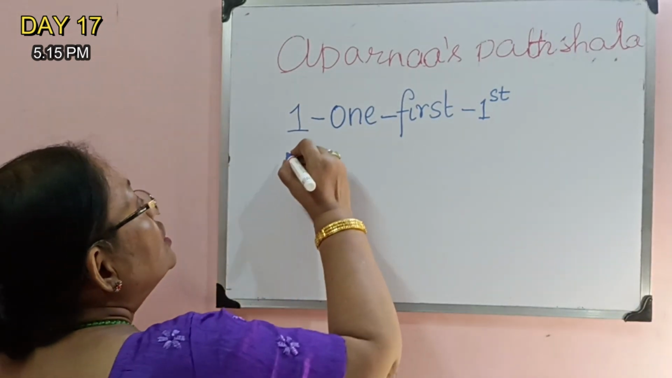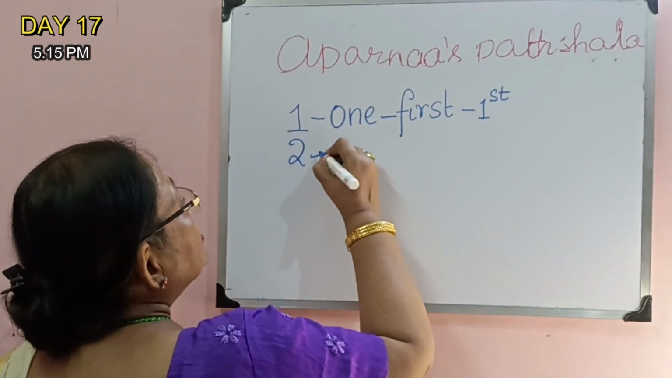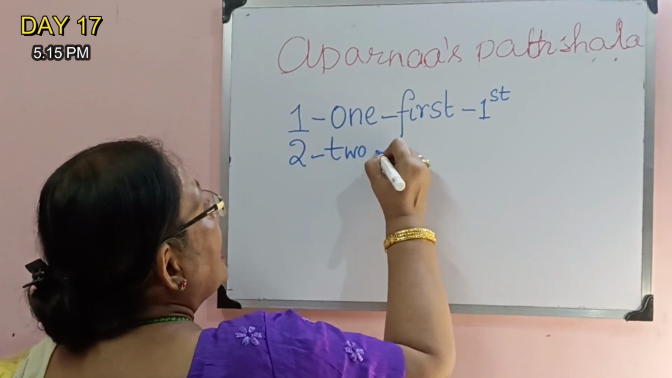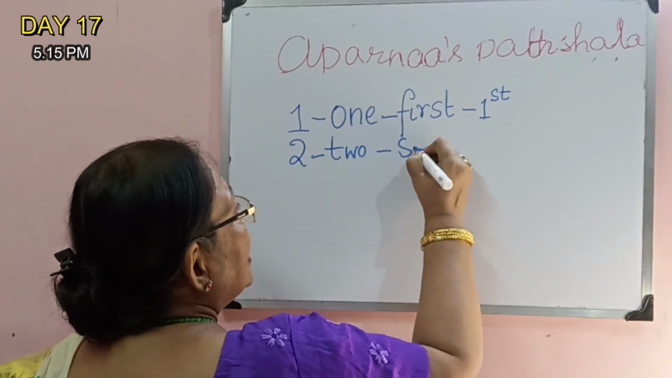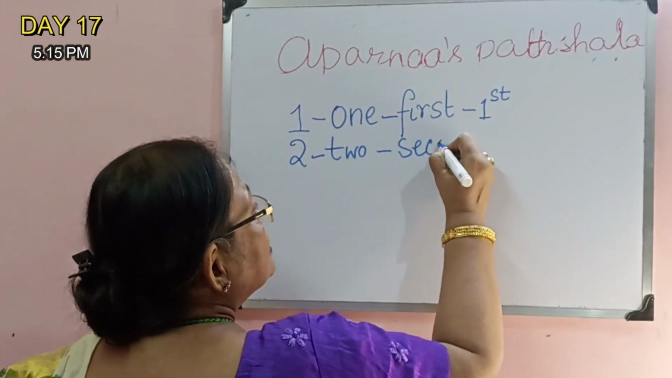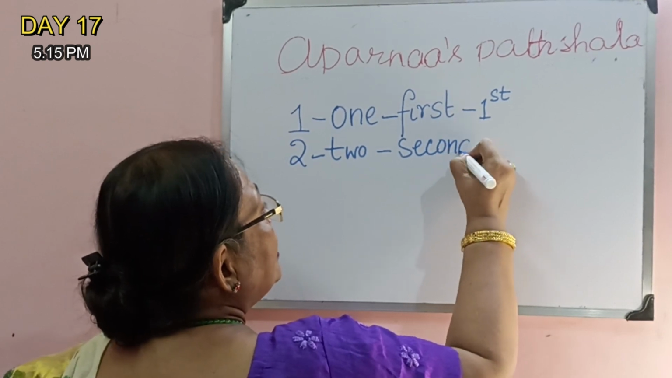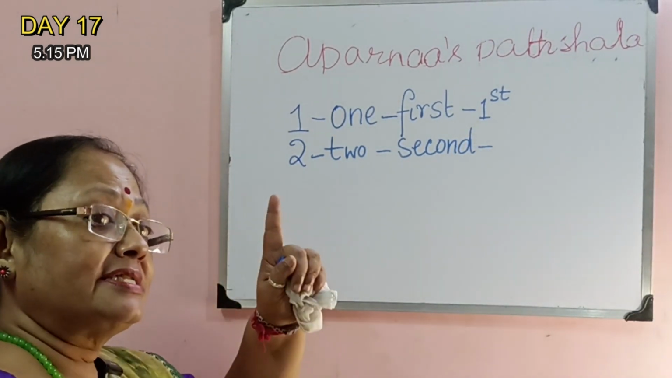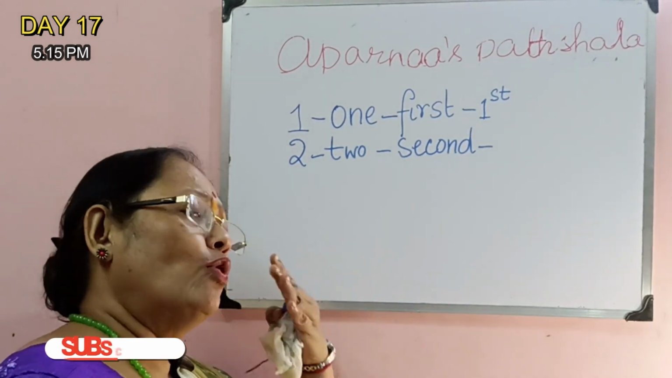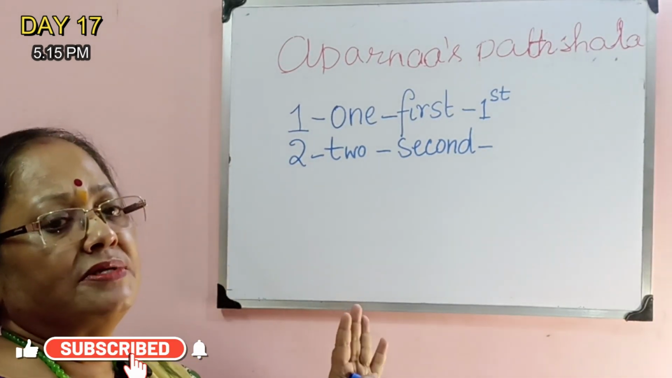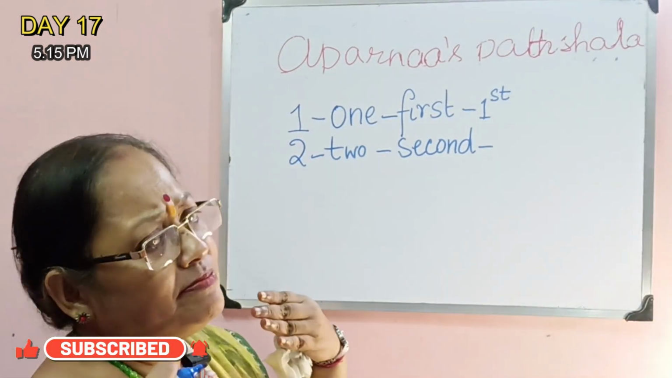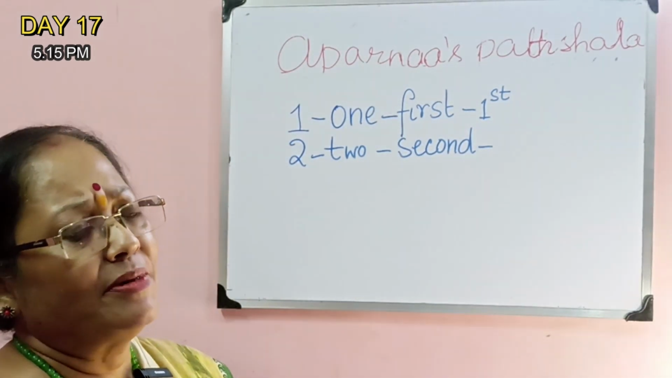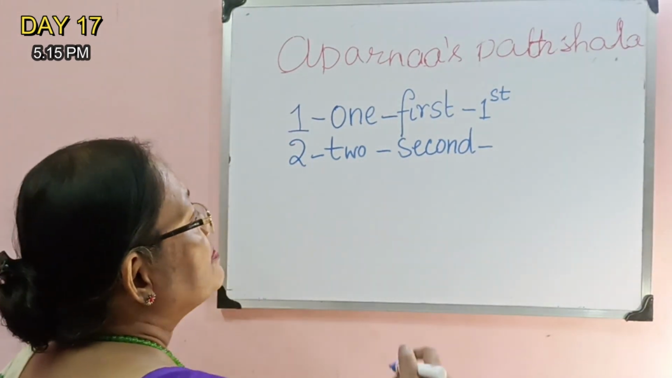Then comes 2. What is the spelling of 2? T-W-O, and we know it as second. S-E-C-O-N-D, second. Don't forget it. Right up to class 10 you have to remember this. In your whole life you need this one, because in any space, first, second, third, the positions come. So you have to know this.